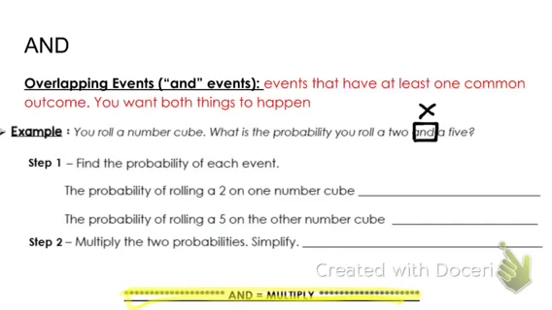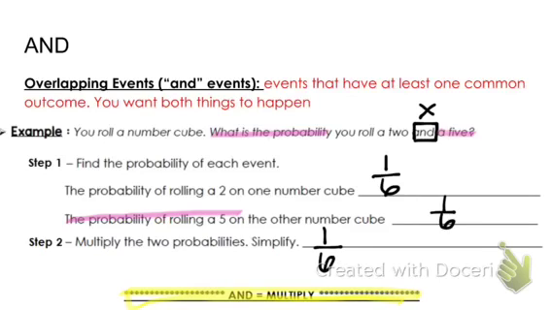So we're going to do the same thing we did last time. The only difference is the operations. So we need to find first the probability of rolling a 2 on a number cube. Out of the 6 numbers on the number cube, only one of them is a 2. So the probability of rolling a 2 is 1 out of 6. The next thing I want to know is the probability of a 5. So my probability of a 5 is 1 out of 6, because only one out of my 6 numbers is a 5.